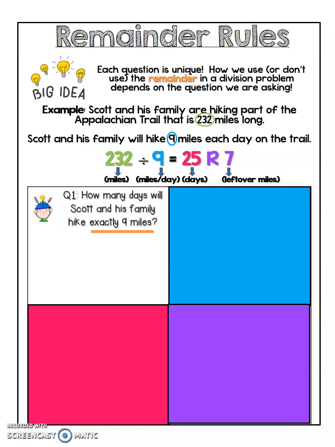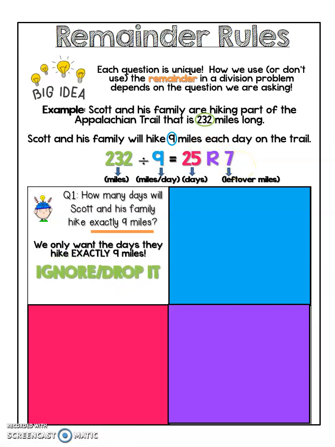If I want exactly 9 miles, I want how many days did they hike an equal 9 miles? We don't want to know what days they hiked something other than 9 miles. We just want to know exactly 9 miles per day. So if I'm looking at my answer of 25 remainder 7, I know there were 25 days of 9 miles each day and an extra 7 miles. To answer this particular question, I'm not worried about these extra 7 miles. So I can ignore them or drop that remainder.